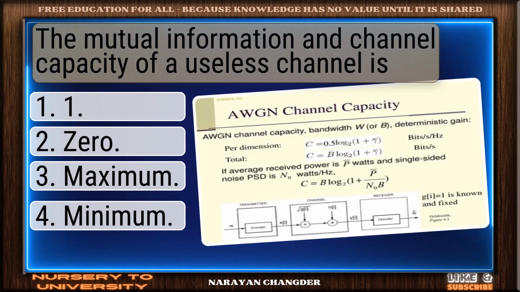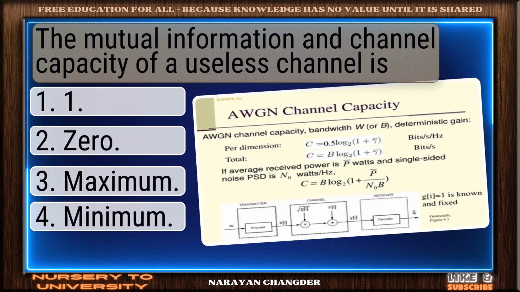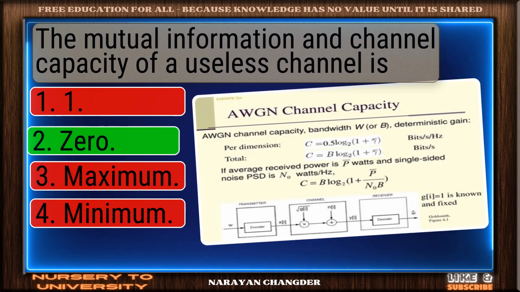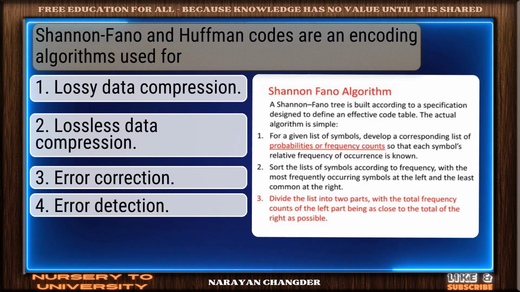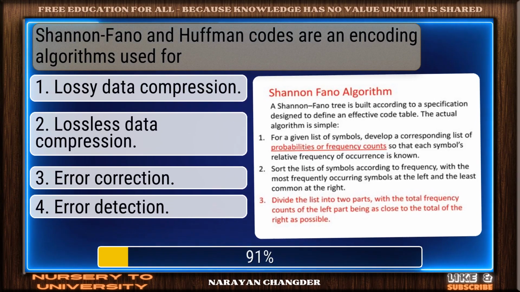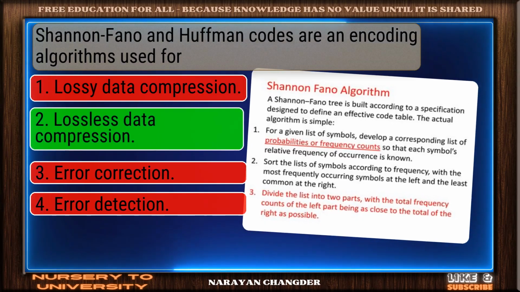The mutual information and channel capacity of a useless channel is... You chose 0, and it is correct. Shannon-Fano and Huffman codes are encoding algorithms used for... Well done. Lossless data compression is the right choice.